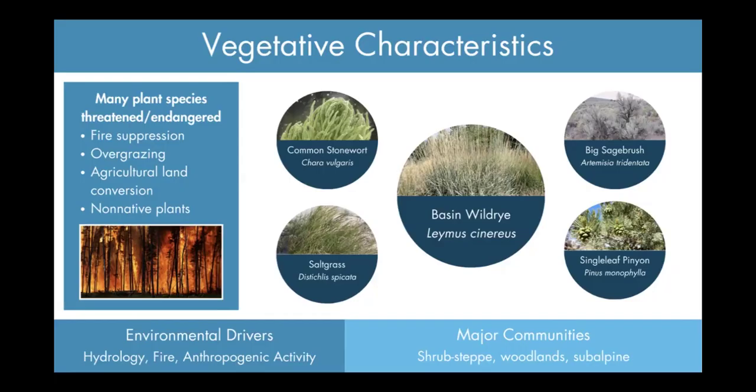There are many plant species that are threatened or endangered. Basin wild rye ecosystems, for example, have been severely degraded by fire suppression practices, overgrazing, conversion of land to agriculture, and non-native plants. In Great Basin National Park, this degradation is seen as wild rye communities being converted to non-native grasses and woody vegetation.